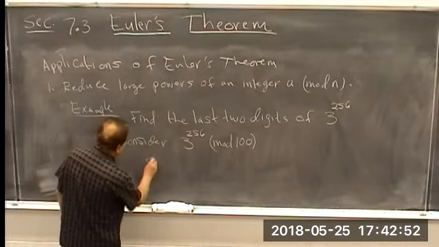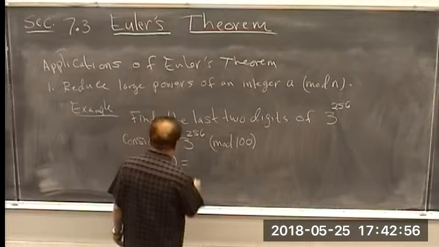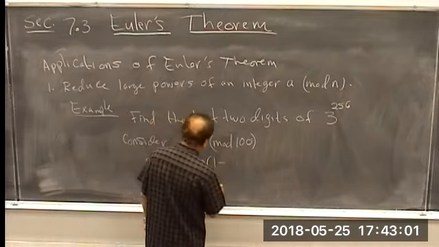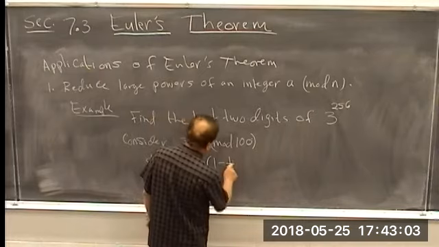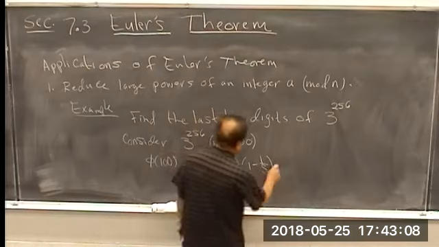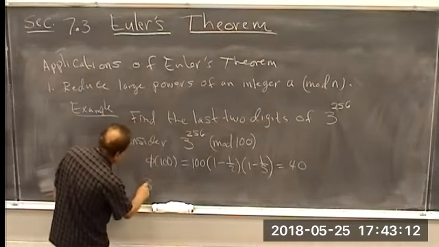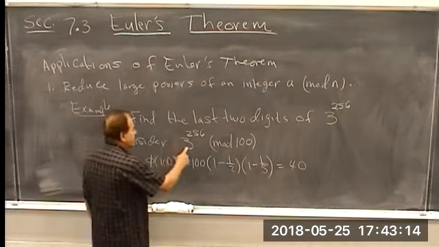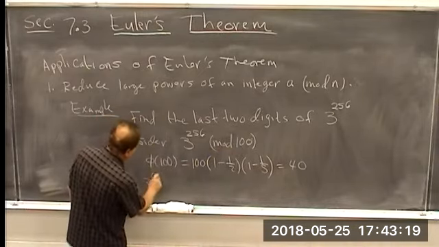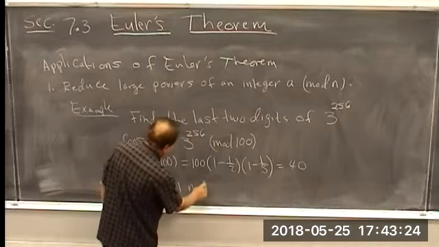First of all, let's look at 100, which we calculated before. There are 2 primes involved in this, 2 and 5, and then phi of 100 is 40. So we have 3 to the 40, and of course 3 is relatively prime to 100, so this one is going to give me congruent to 1 mod 100.